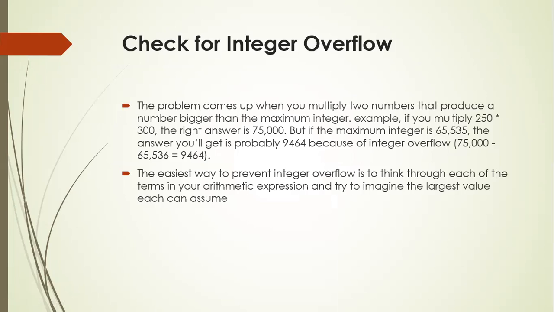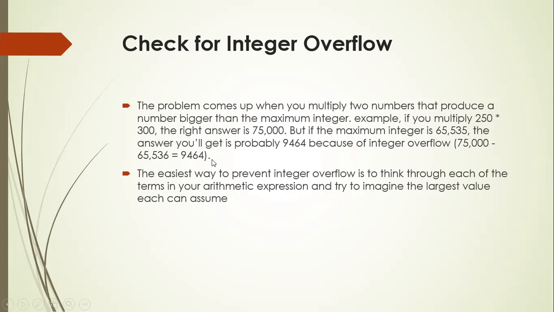And then we have to check for integer overflow. The problem comes up when we multiply two numbers that produce a number bigger than the maximum integer. For example, if we multiply 250 with 300, the right answer is 75,000. But if the maximum integer is 65,535, the answer you will get is probably this one because of integer overflow. 75,000 minus 65,536 equals this one.